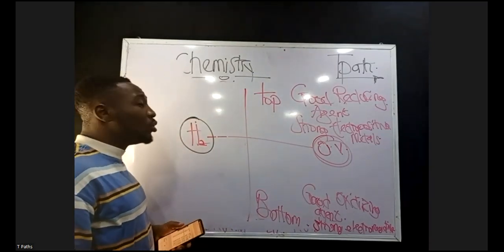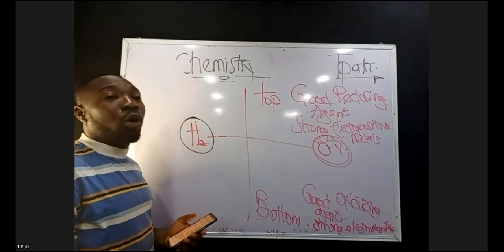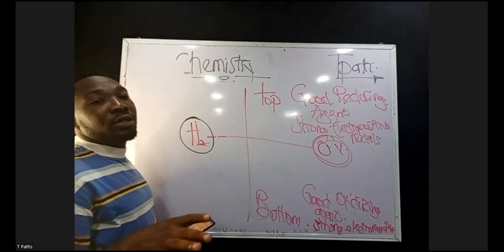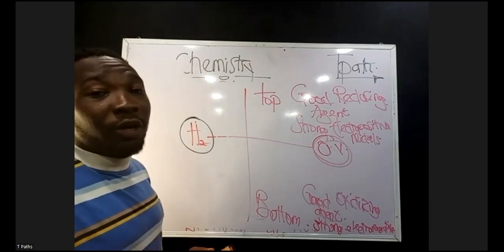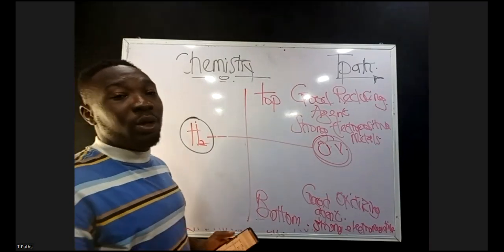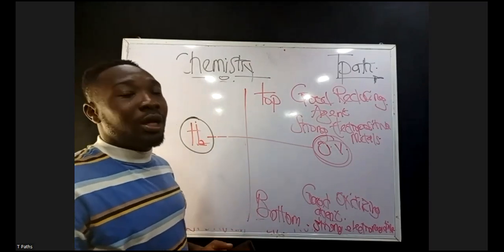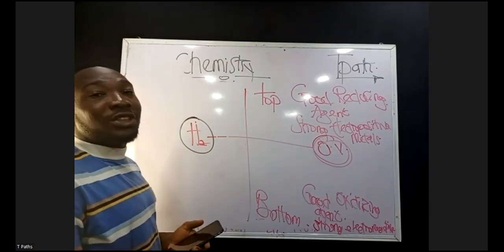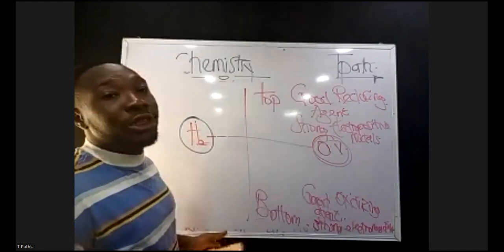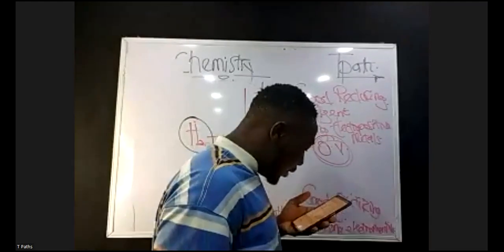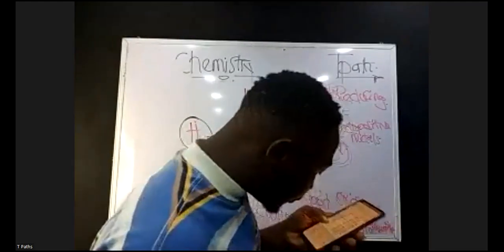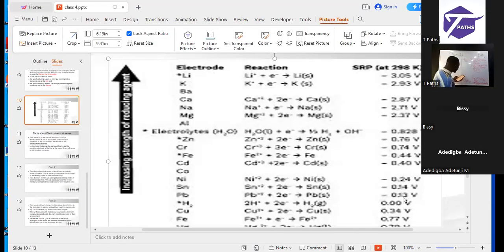And you need to note that hydrogen is also what they call a reference electrode. Hydrogen is called the standard hydrogen electrode. So other metals get their potential based on hydrogen as their reference electrode. Now, the ones below hydrogen can be said to be what?